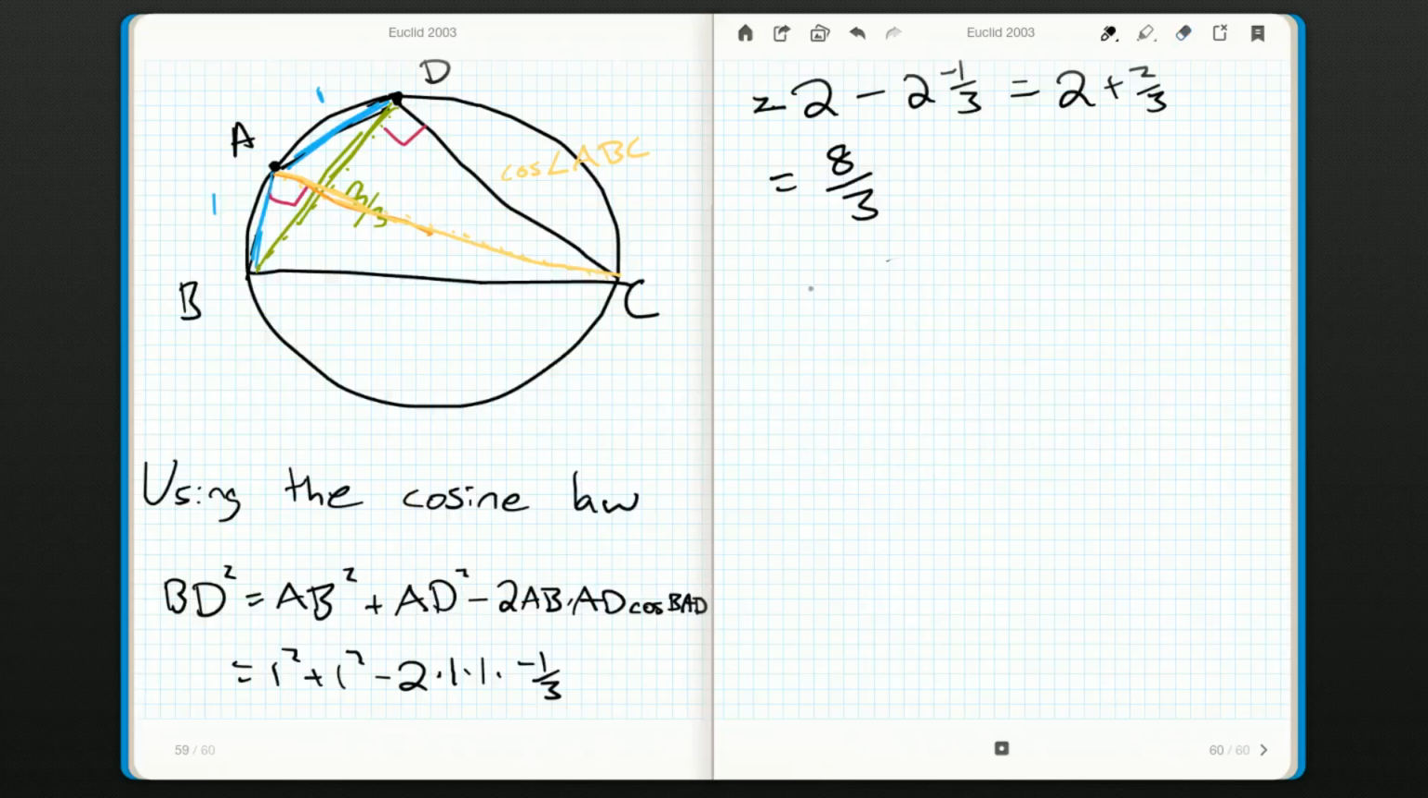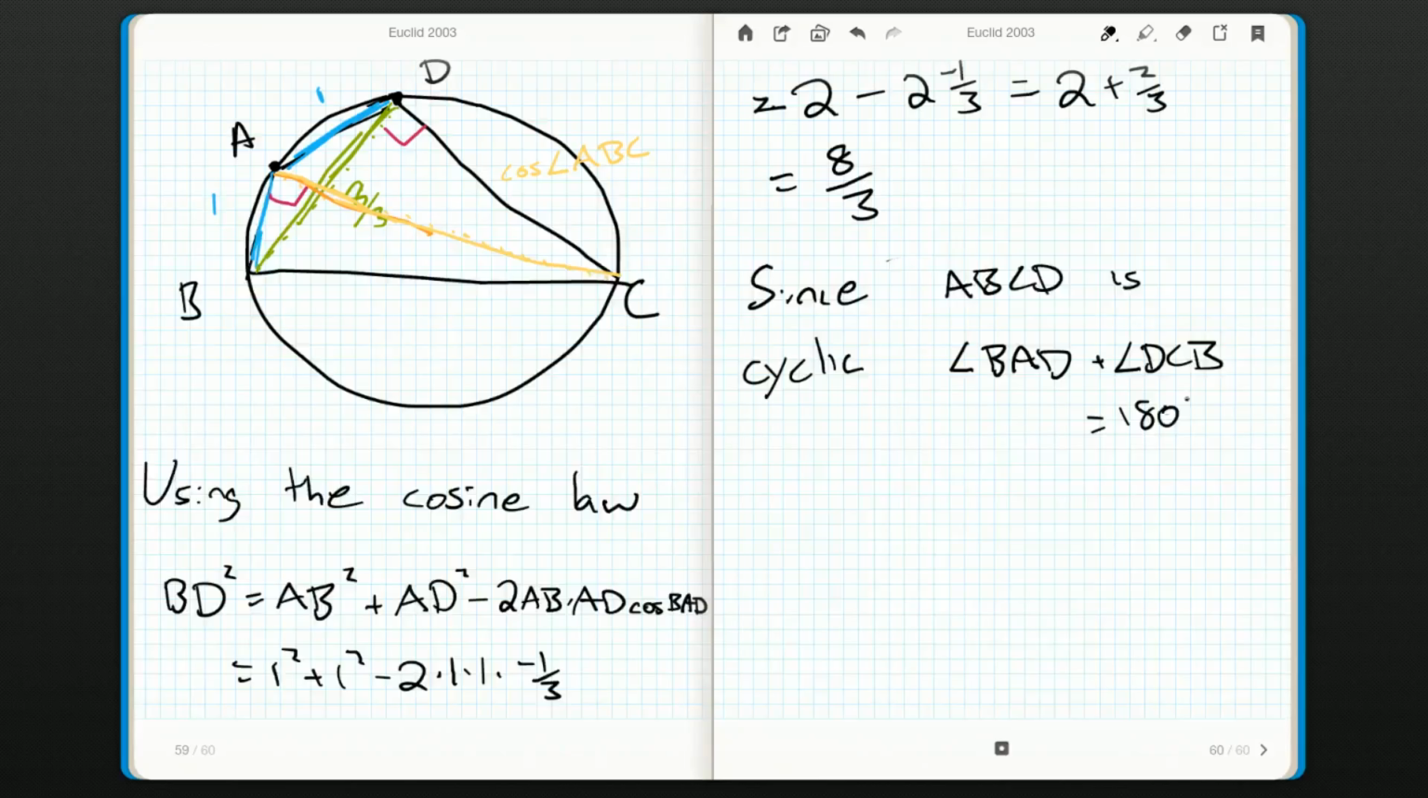So opposite angles have to add up to 180 degrees. So since ABCD is cyclic, then angle BAD plus angle DCB must be 180 degrees. Okay, so we've got that. But we know the cosine of BAD. So negative 1/3 is equal to the cosine of BAD.